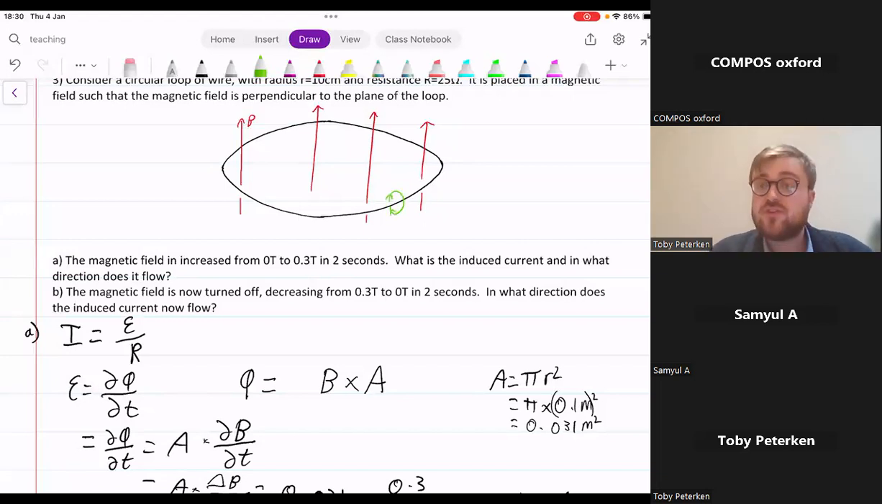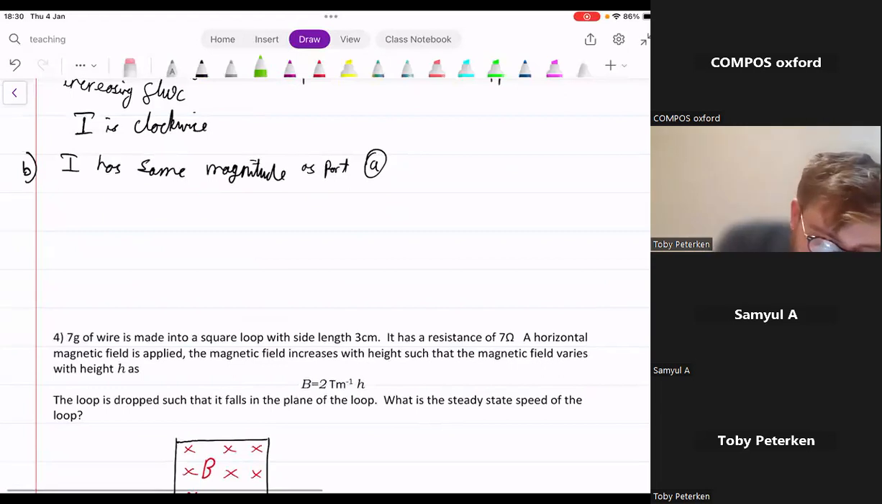And so, using the right-hand rule, we need a current going in this direction. We need current anti-clockwise.